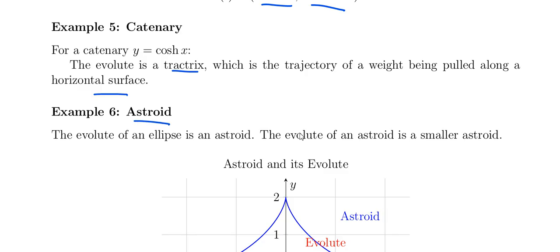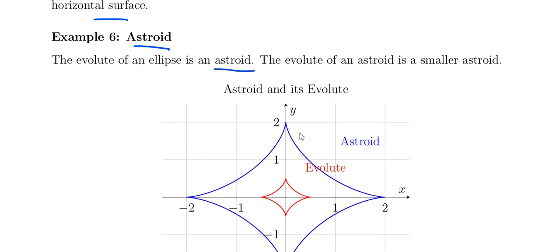And the astroid: the evolute of an ellipse is an astroid. The evolute of an ellipse is called the astroid. The evolute of an astroid is a smaller astroid.